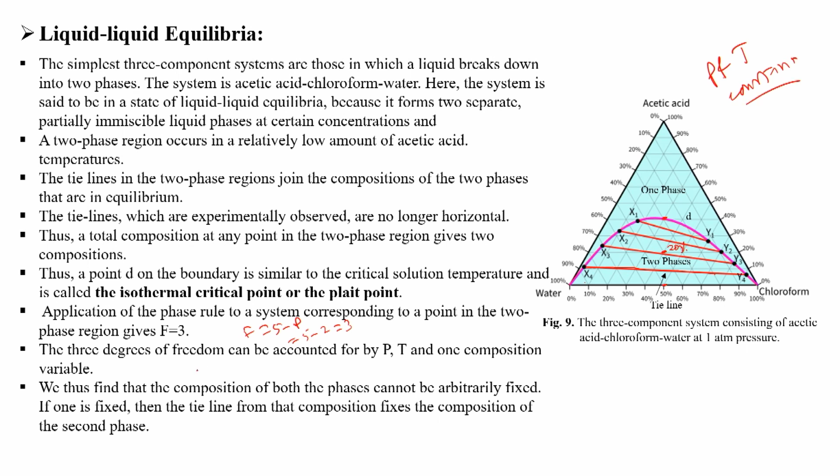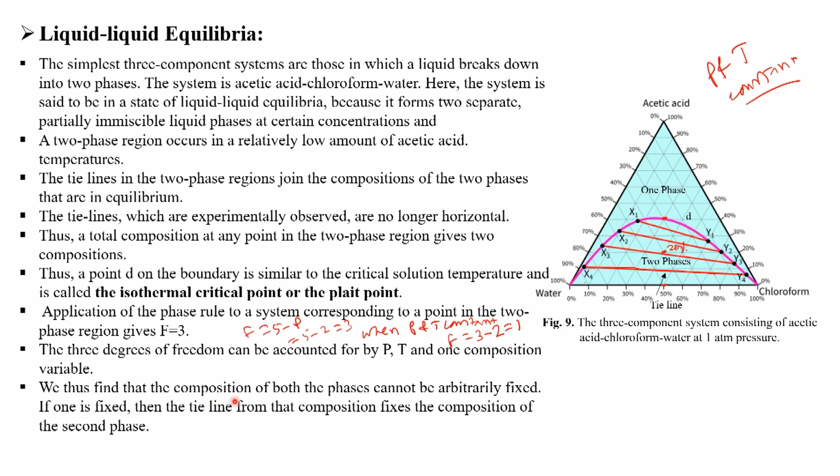So we have to subtract these two. When P and T are constant, we get F is 3 minus 1 for pressure and 1 for temperature, 3 minus 2 gives you 1. So the 3 degrees of freedom can be accounted for by P, T and one composition variable. So, one composition variable we get.